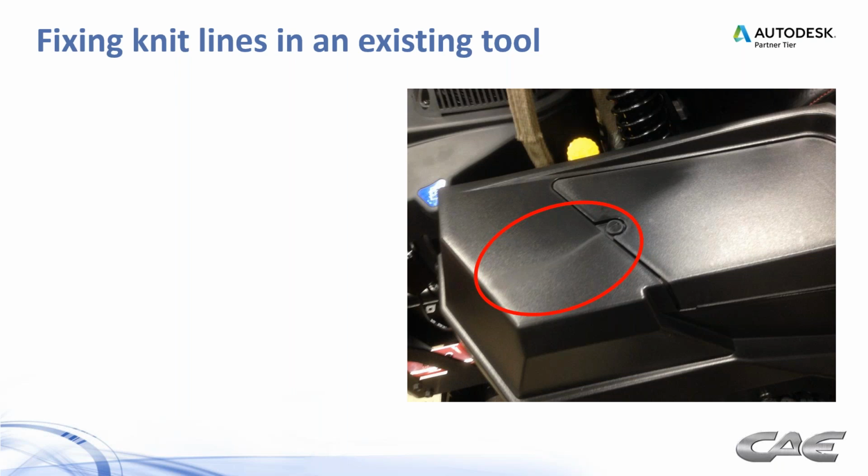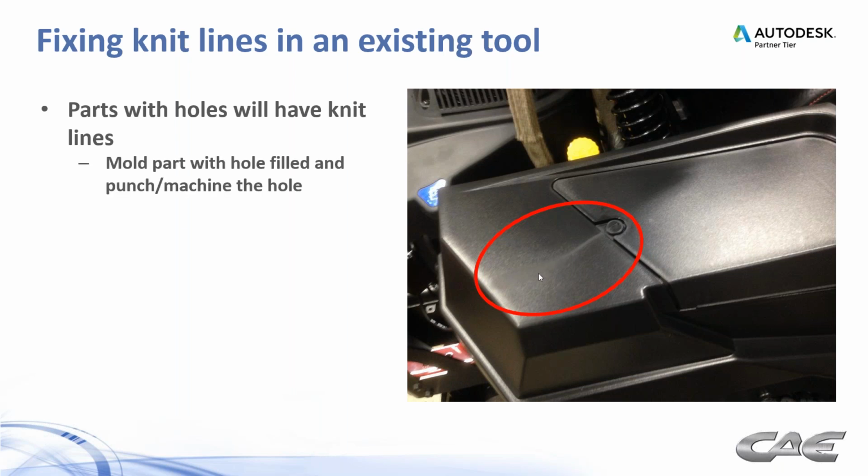This is an example. This is a riding mower that has a big compartment to the side of the driver here. And when they started molding parts, they saw this giant knit line that was very unsightly. And they came to us to try to see if we could fix that somehow. Of course, our hands are somewhat tied by the fact that the mold's already built.